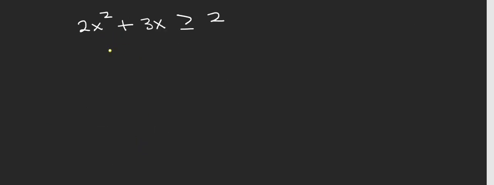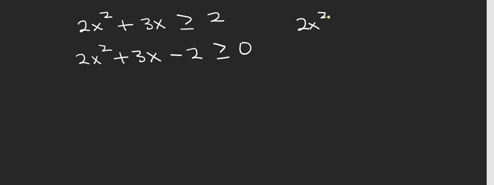Let's take a look at another example. You've got x squared plus 3x greater than or equal to 2. So how do we solve it algebraically? Well, first you've got to move 2 to the other side. And let's pretend this is 2x squared plus 3x minus 2 is equal to 0.